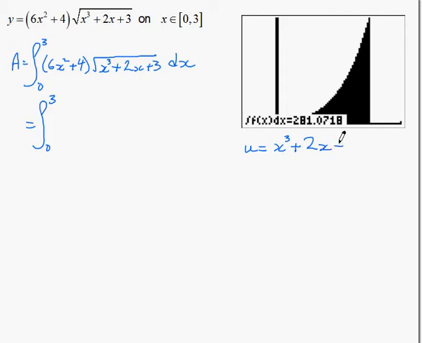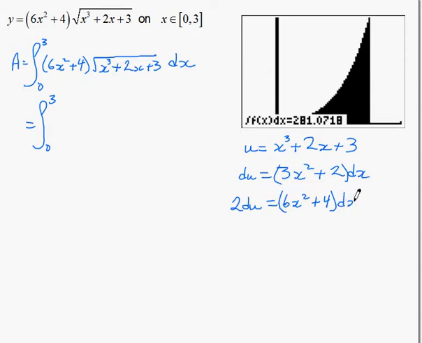So we take u equal to the part under the root. du then is 3x squared plus 2 dx. And if you look at the piece we need, 6x squared plus 4, here we have 3x squared plus 2. We need twice that, so 2 du is equal to 6x squared plus 4. Multiply both sides by 2.